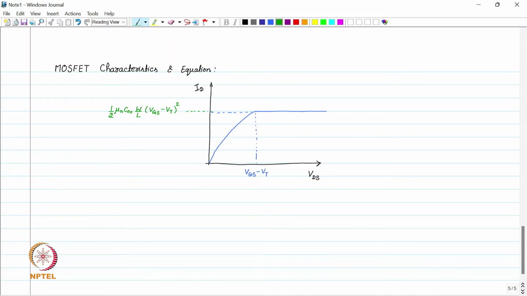So as we can see from this graph, when we apply a small drain voltage at the MOSFET, the current rises linearly with the voltage. It means the device is following Ohm's law. When we increase the voltage, there is a proportional increase in the current. So this region is called the ohmic region, where the current is following Ohm's law.